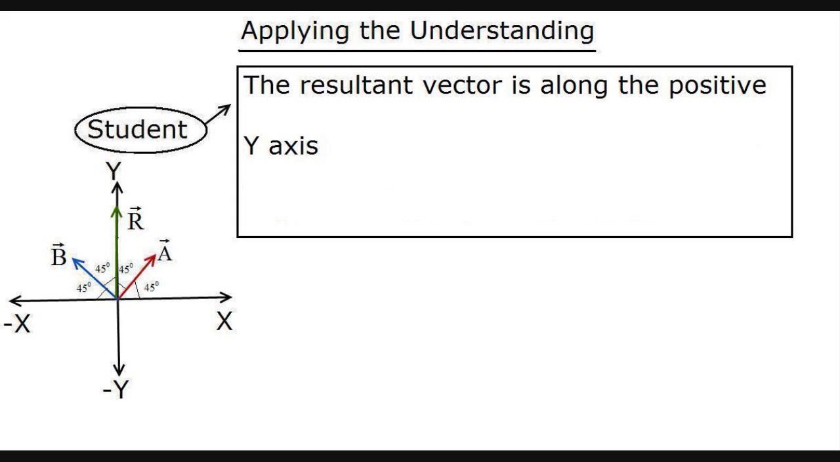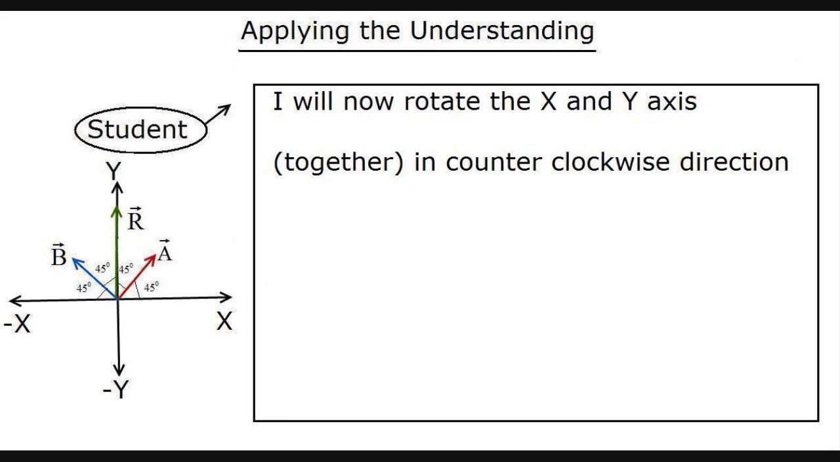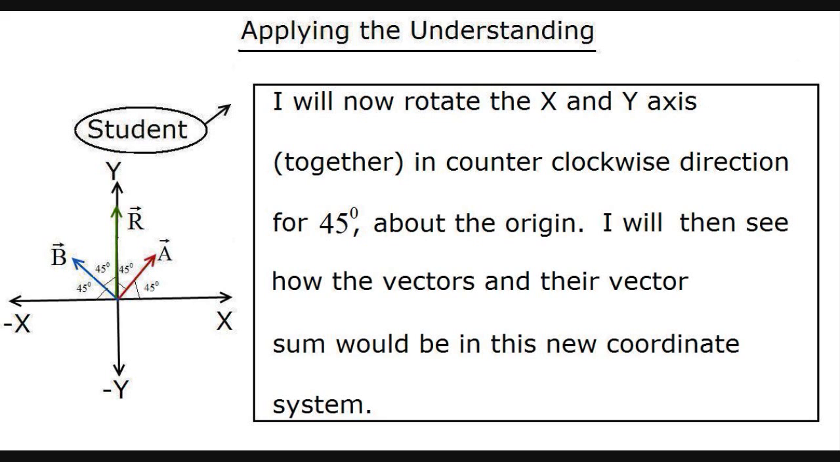The resultant vector is along the positive y-axis. Therefore, the vector r bar makes an angle of 90 degrees with positive x-axis. I will now rotate the x and y-axis together in counterclockwise direction for 45 degrees about the origin. I will then see how the vectors and their vector sum would be in this new coordinate system.